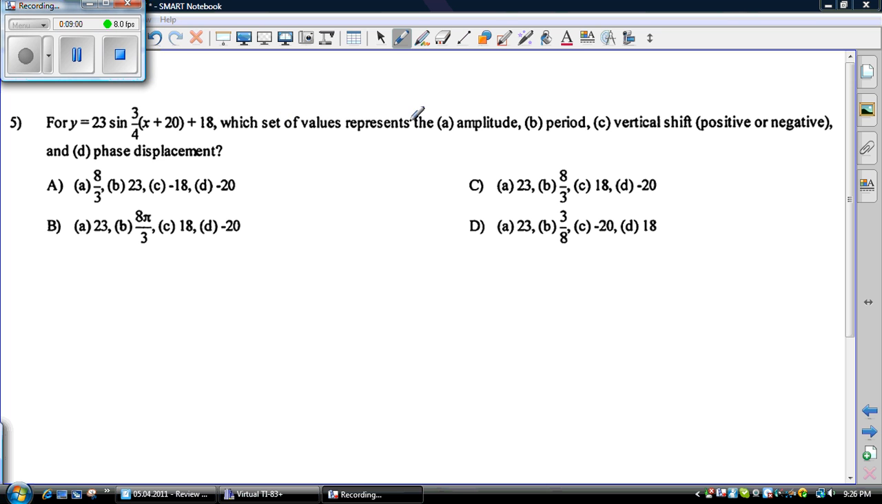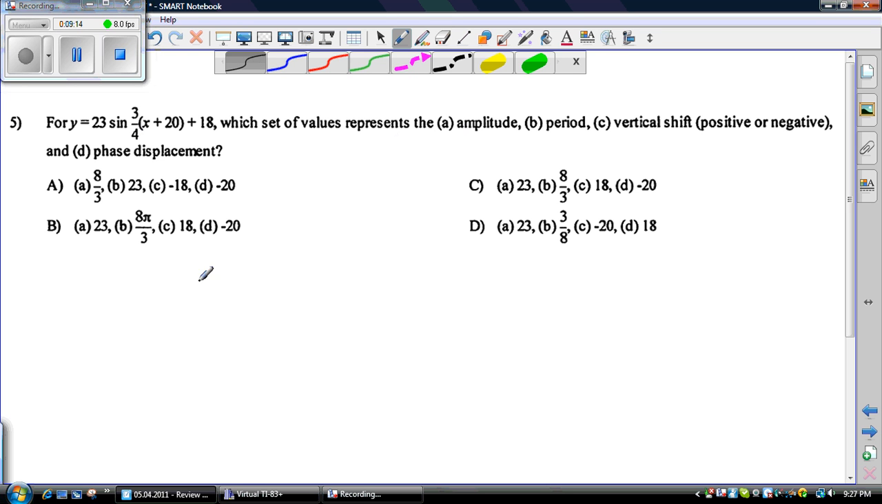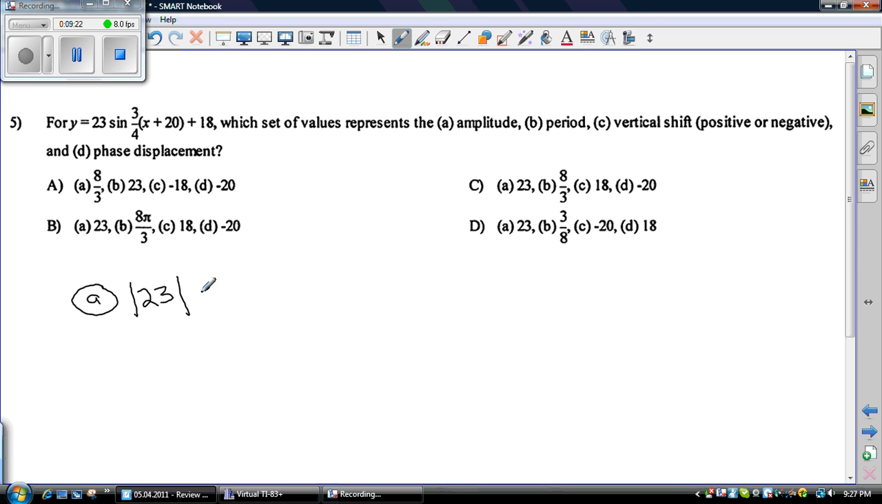Now, which set of values represents the amplitude, period, vertical shift, positive and negative, and phase displacement? Let's use a tactic on this problem of eliminating choices as we go through it that don't make any sense for the problem. Like, for example, the amplitude. Well, what is the amplitude? Amplitude is just the absolute value of this first number right here. So what is the absolute value of 23? The absolute value of 23 is just 23. So that means you, my friend, are out.